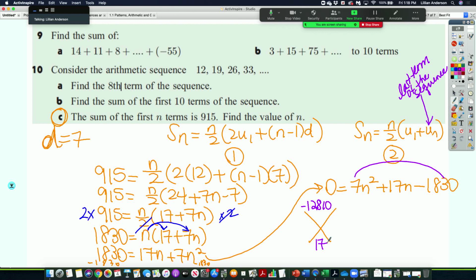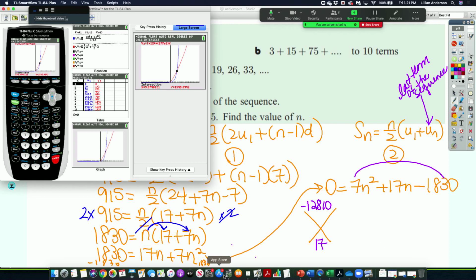This is the algebraic way to do this, okay? It's kind of hard to find two numbers that multiply to give you negative 12,810 that add together give you 17. So in problems like this, you can always use your calculator to do this, okay? And by using your calculator, it's going to do the work for you.